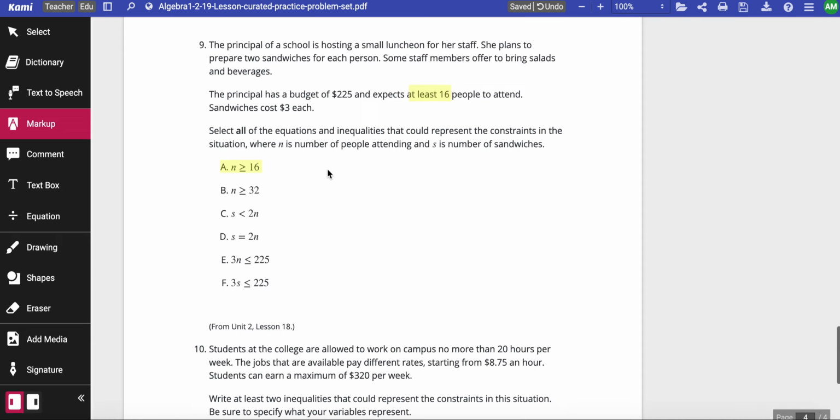Each person gets 2 sandwiches. So we would take our number of people and we would multiply by 2 to tell us how many sandwiches. So that would work for that one. And then if we wanted to calculate the budget, it was $3 per sandwich. So however many sandwiches we have, we'd multiply by 3, and we need to make sure we don't go over that budget of $225. So it'd be A, D, and F.